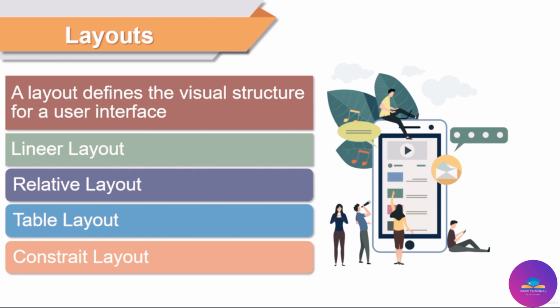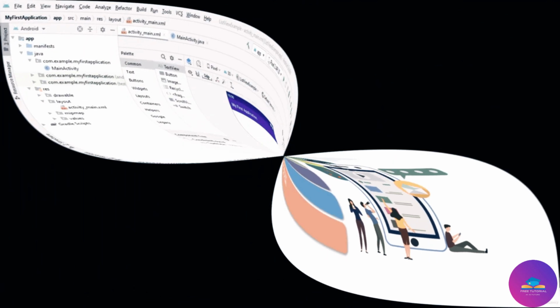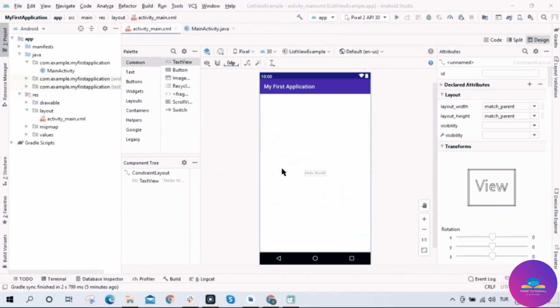I'm going to reserve the constraint layout for another video, but in most of the projects we're going to use the linear layout and the relative layout. But if you have a table design in your project, you can use the table layout. Now, because I want to stay on topic, we're going to speak about Android Studio. So let's go to Android Studio, and you'll see what I mean.